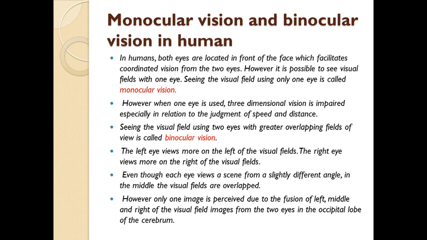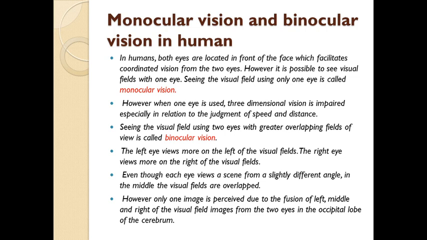However, when one eye is used, three-dimensional vision is impaired, especially in relation to the judgment of speed and distance, which means in monocular vision, faults can happen. Seeing the visual field using two eyes with greater overlapping fields of view is called binocular vision. When we consider binocular vision, the left eye views more of the left side, and the right eye views more of the right side. Actually, there are three visual fields, not two: the left field view, right field view, and the middle field view, which is formed by the overlapping of the left and right views.